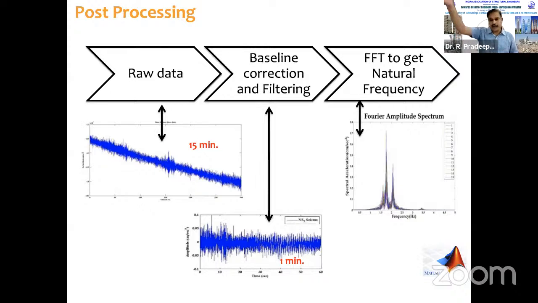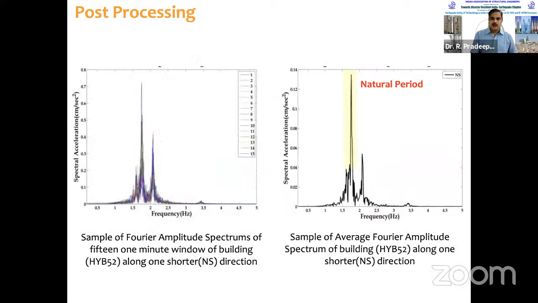Say, an equipment is vibrating at a longer distance, or say sea waves if you are near the shore. All those things will be captured in the building ambient vibration test. So once you do the baseline correction and do filtering, you get this kind of data. And after that, you do fast Fourier transform. So we have used the MATLAB software for doing that. And this is the Fourier amplitude spectrum. So clearly we can see peaks in this one. So these peaks account for natural period of the building. So you can see here, this is the natural period. That's how you pick the natural period.